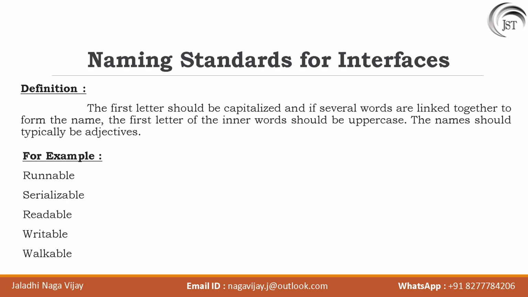See here, for example, you can take some examples. Runnable, R is a capital. Serializable, S is a capital. Readable, R is a capital. Readable, ending with able. You can observe that in every place the final word displays able. Readable, that means adjectives. We need to follow adjectives. Writable, walkable, danceable, smokable, eatable. That means we need to write able adjectives. We need to declare adjectives for interfaces. This is the interface naming standard.